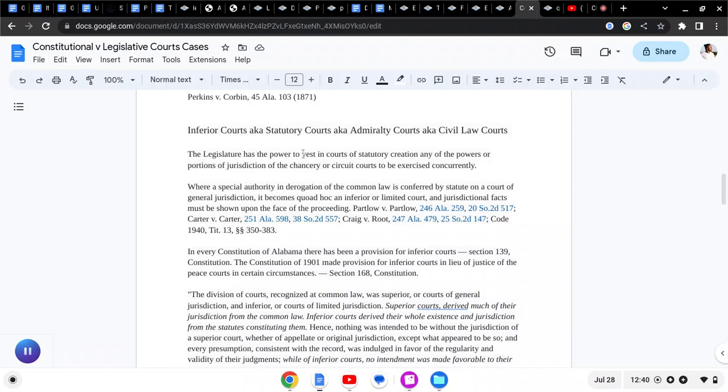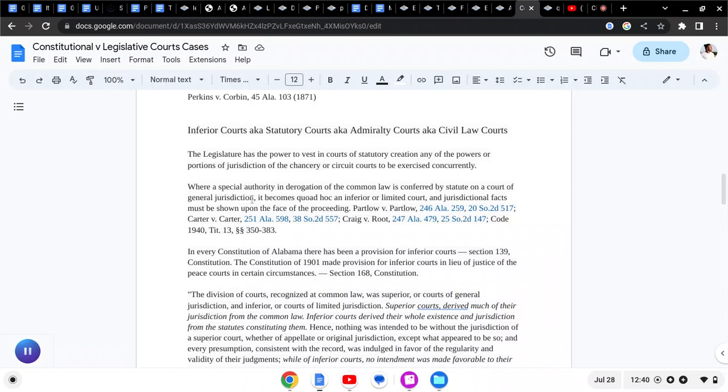The legislature has the power to vest in courts of statutory creation any of the powers or portions of jurisdiction of the chancery or circuit courts to be exercised concurrently. Where a special authority in derogation of the common law is conferred by statute on a court of general jurisdiction, it becomes quod hoc an inferior or limited court, and jurisdictional facts must be shown upon the face of the proceedings. Now, I see this is flying over y'all's heads. It's flying over people's heads.